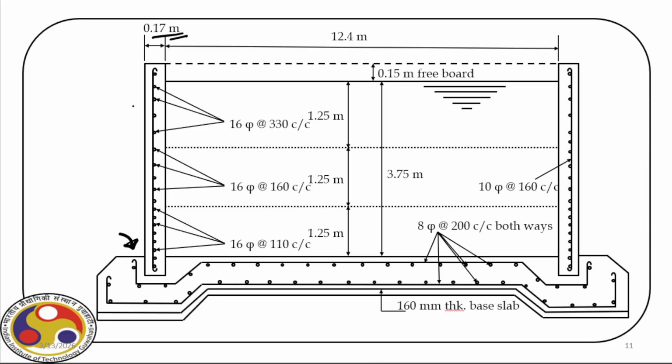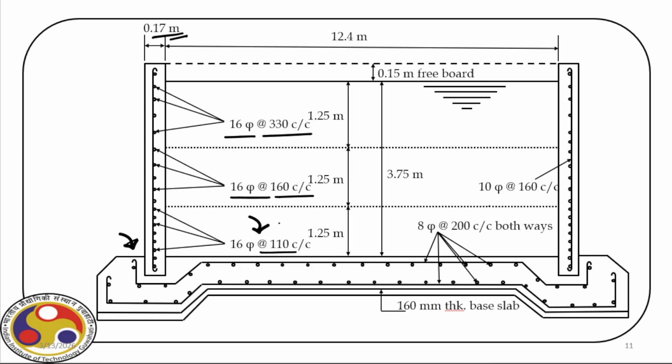So we have a single layer, and as you can see, the total height is divided into 3 regions. At the base we have maximum hoop tension. Accordingly, we provide 16 phi bar at the rate 110 center to center. As we go above, in the middle layer we have same 16 phi bar at the rate 160 center to center, and at the top we have 16 phi at the rate 330 center to center. So these regions are marked. There are 3 regions. At the base we have maximum amount of hoop reinforcement.